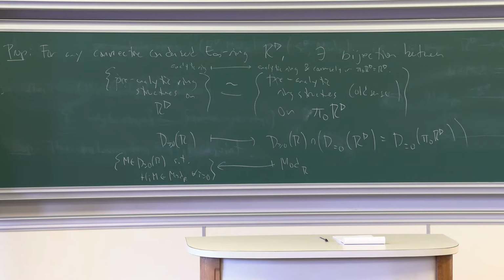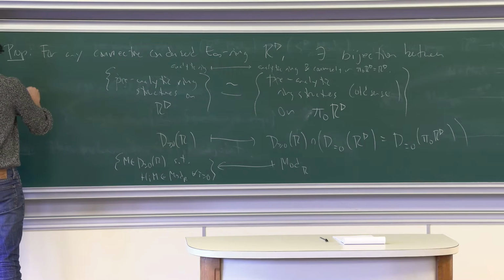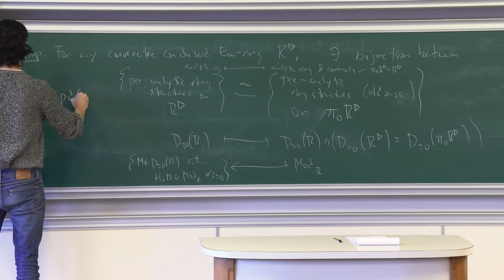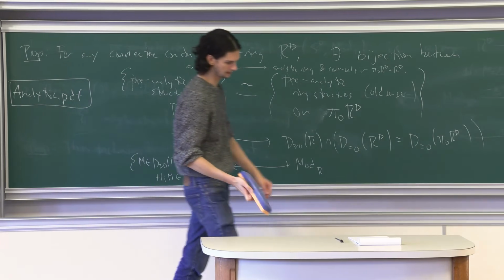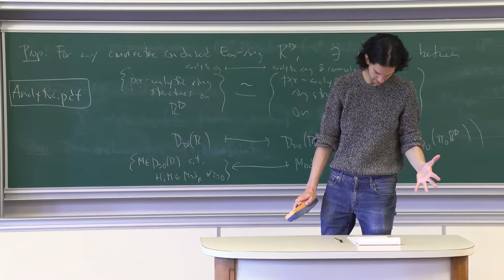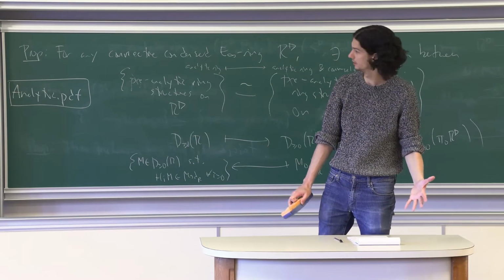Now, I'm not going to prove the proposition. This was proved in one of the older lectures, so you can look there for the argument. And now I want to move on to the next topic, which is colimits in the category of analytic rings.